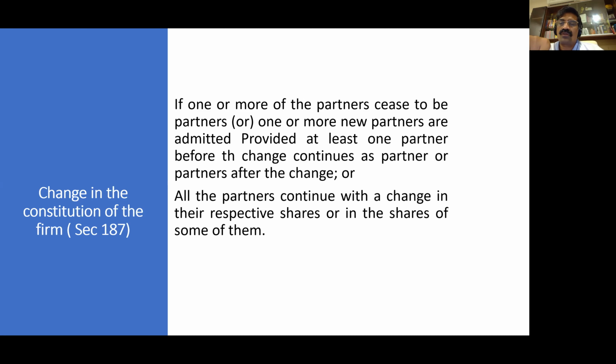187, if you give it in the tax audit report, 184 says a copy of the revised partnership deed is a big win. If you don't give it, 185 will apply. What is 185 saying? Interest and remuneration will be disallowed.